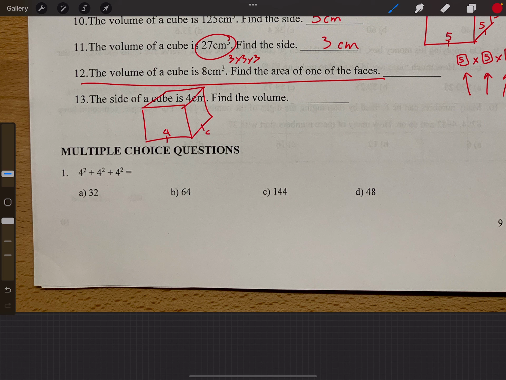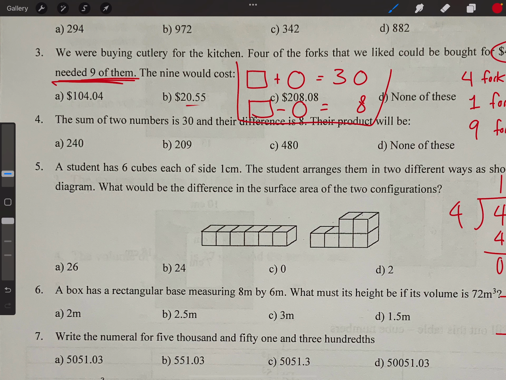So if I have this number, take away this number is equal to 8. So what 2 numbers? You have to guess and check. Once you find the answer, it says their product will be what? The product means times. So once you get the answer, you're going to take that number times that number and you'll get one of these solutions.